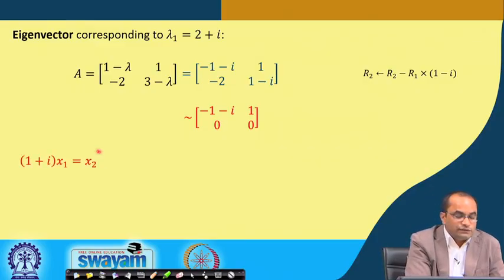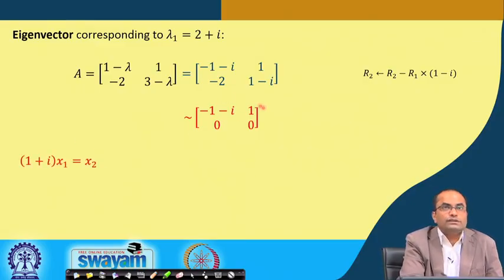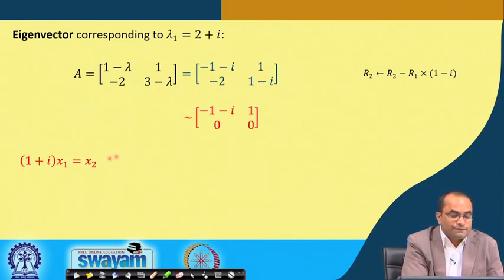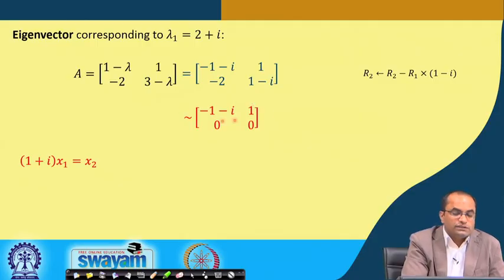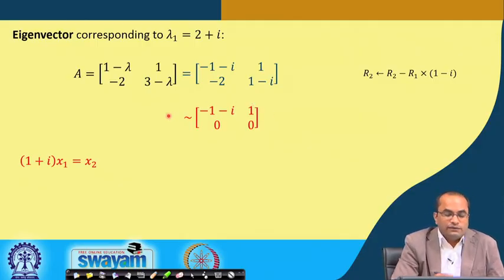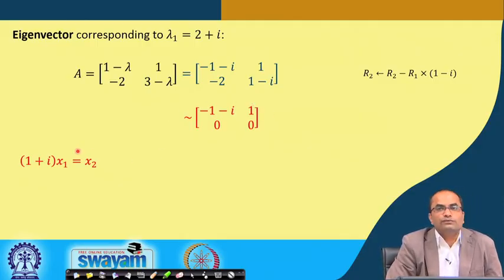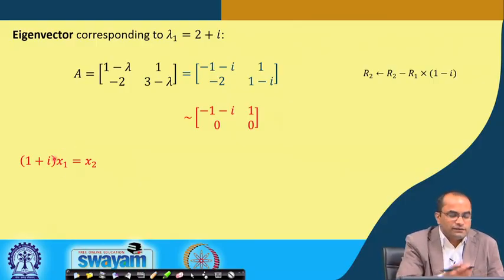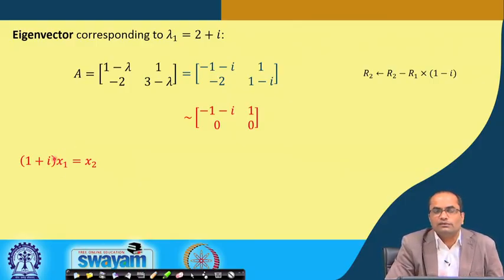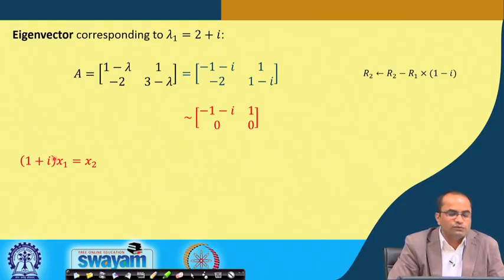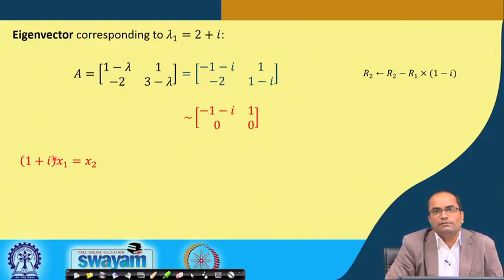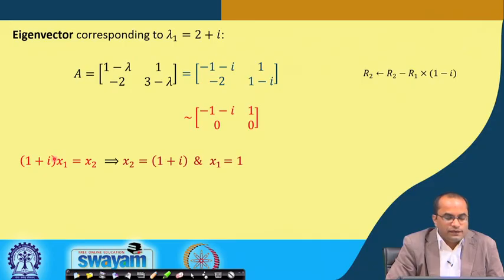And then what we have here, we have this first equation, which is 1 plus i times x1 is equal to x2. This is the first equation, and we can take any arbitrary value for x2 and we can get the corresponding x1, or we can take any arbitrary value for x1 and get x2, because there is only one equation. So, one variable we have to choose arbitrarily.